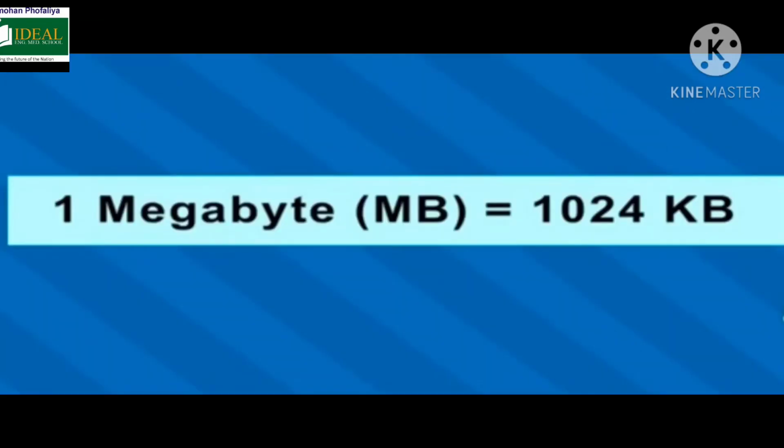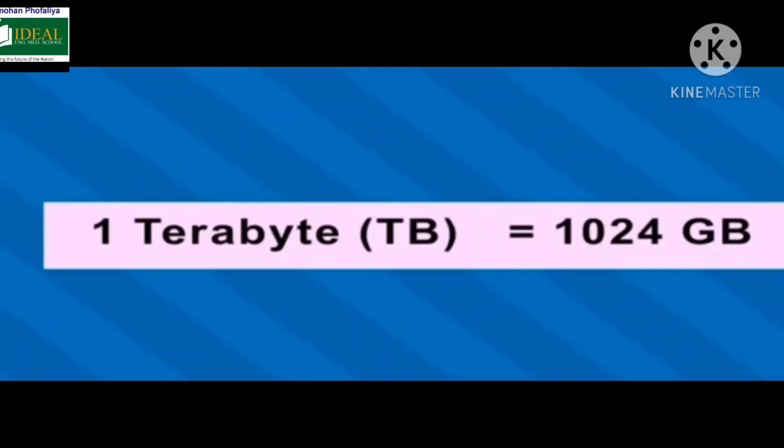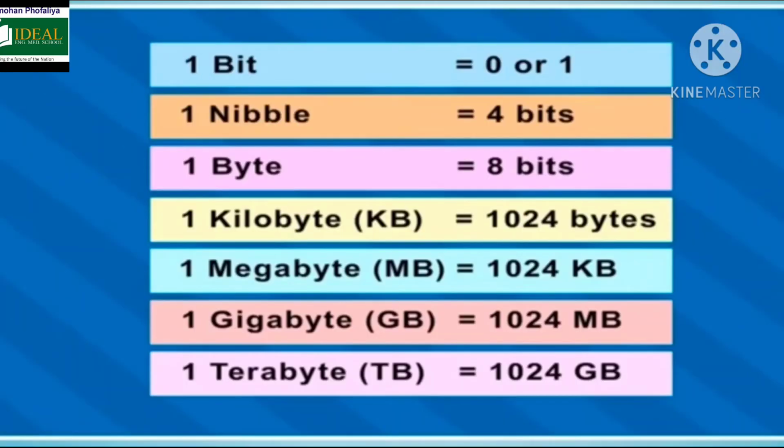1 megabyte, MB. 1 MB is equal to 1024 kilobytes. 1 GB means gigabyte. 1 GB is equal to 1024 MB. 1 terabyte, 1 TB, is equal to 1024 GB. So all these are the storage units of a computer.